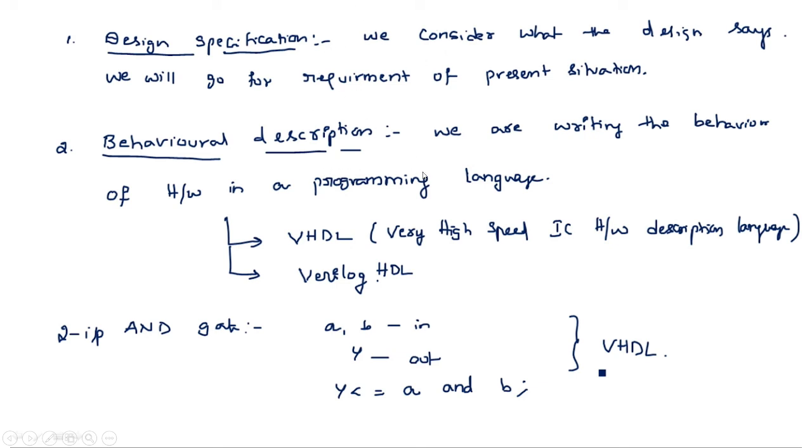And behavioral definition means we are writing the behavior of the hardware. Okay, programming language. As I told you, there are two HDLs, VHDL and Verilog. VHDL is Very High Speed Integrated Circuit Hardware Description Language, and Verilog HDL. So, a two input AND gate we can write with VHDL. Inputs are A, B, and output is Y. And this is with Verilog, non-blocking with A and B when you are using behavioral modeling.